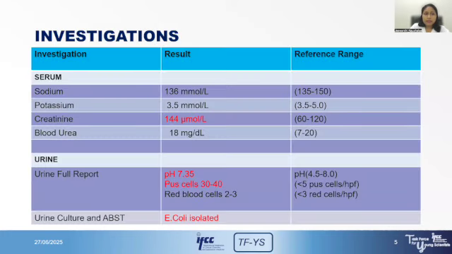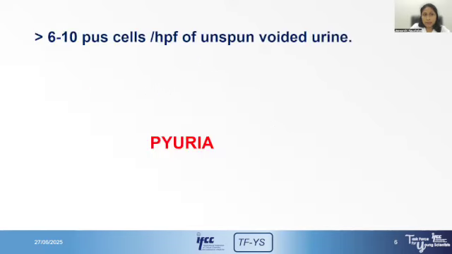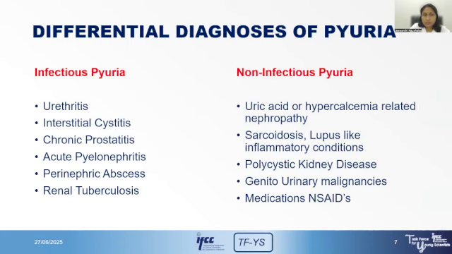We did the basic serum and urine investigations. He had normal serum sodium and potassium, with a mildly elevated creatinine of 144 micromole per liter and normal blood urea. His urine full report revealed a pH of 7.35 with a pus cell count of 30 to 40 and 2 to 3 red blood cells. The urine culture and ABSD isolated E. coli. Having more than 6 to 10 pus cells in a high power field of unspun voided urine is known as pyuria, so our patient has pyuria.